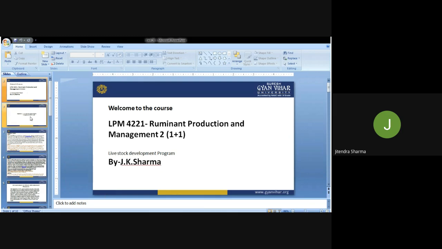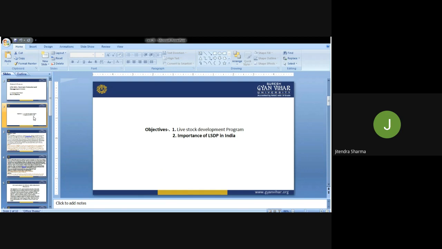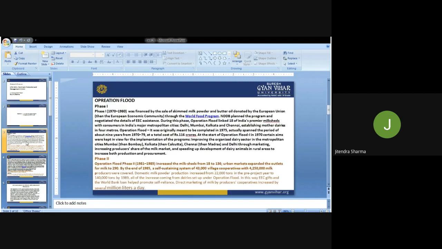Behind this there is a huge task being performed by several agencies, and through this lecture we will try to learn about the livestock development program, its importance in India, and what was finally the impact of the livestock development program in India. So first, the premier program that we all know by the name of Operation Flood.